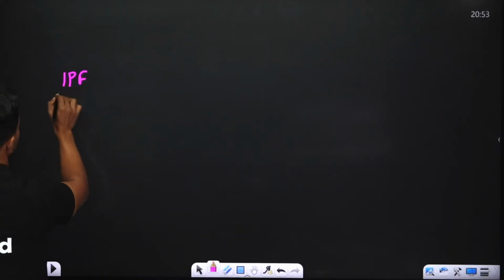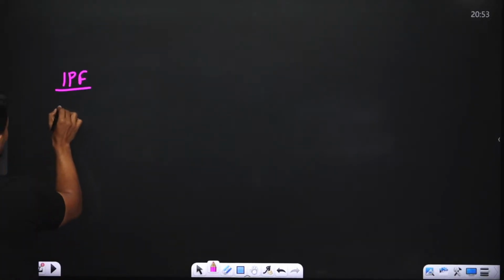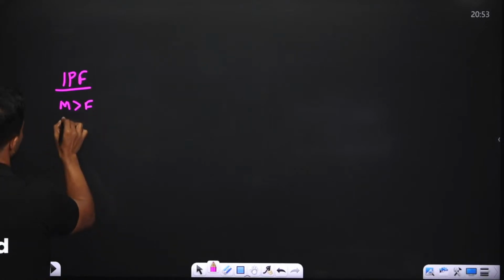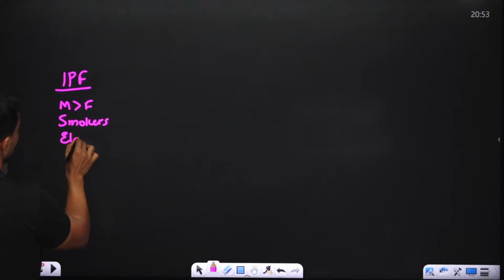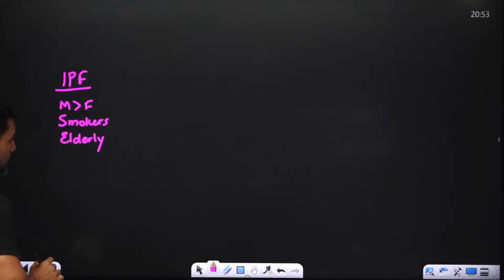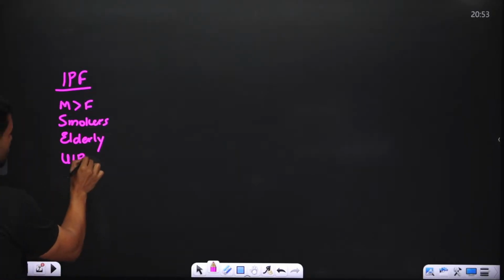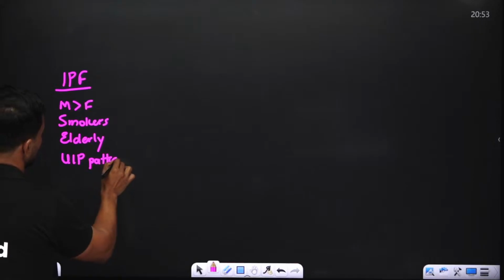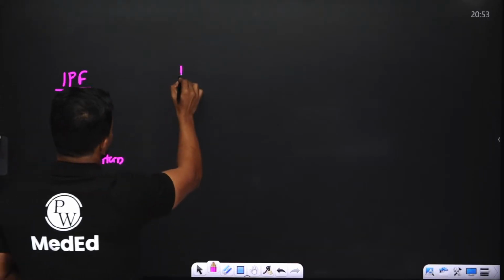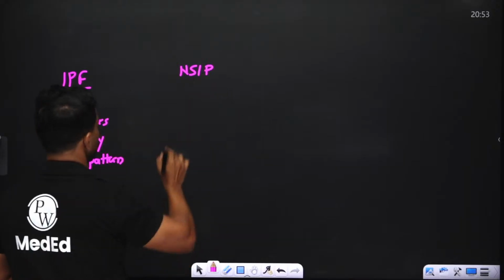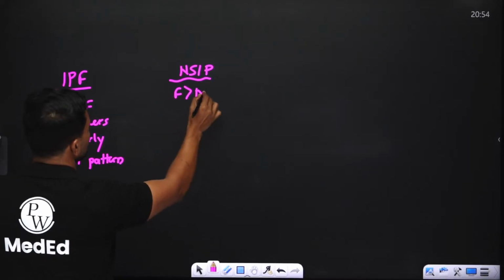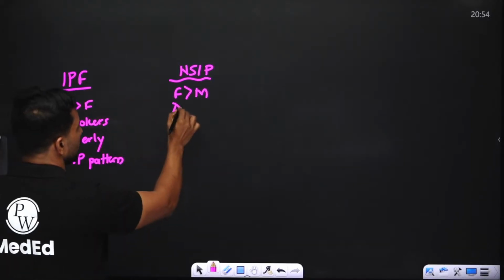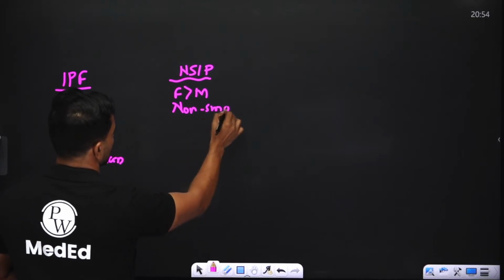I want you to remember that idiopathic pulmonary fibrosis is typically more common in males than females. It is more common in smokers. It is more common in elderly males, not young males, right? On the HRCT, it presents with a UIP pattern, which is characterized by honeycomb changes and bronchiectasis. On the other hand, non-specific interstitial pneumonitis is typically more common in females than males, exactly the opposite. It is more common in non-smokers. That is also an ILD.